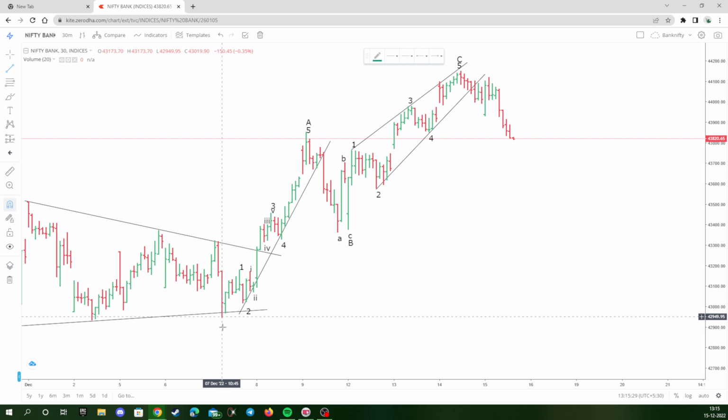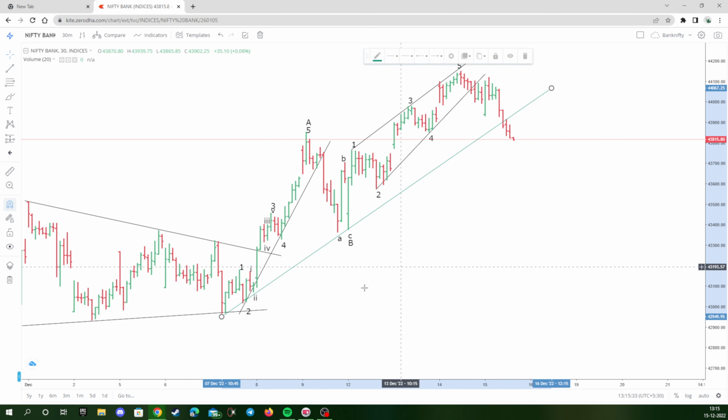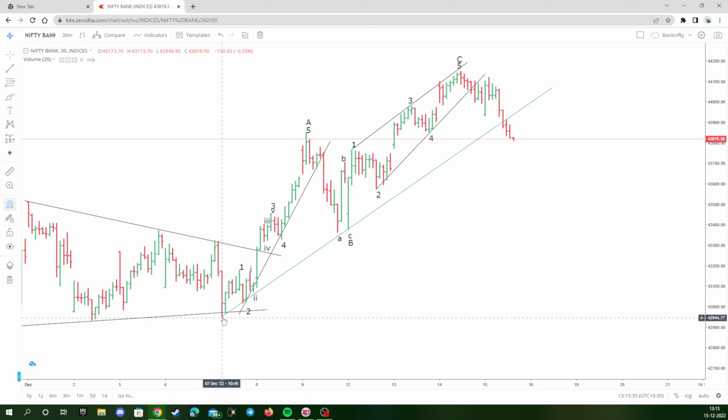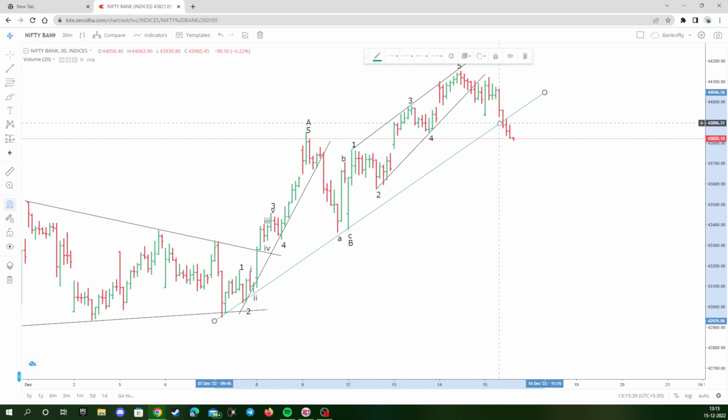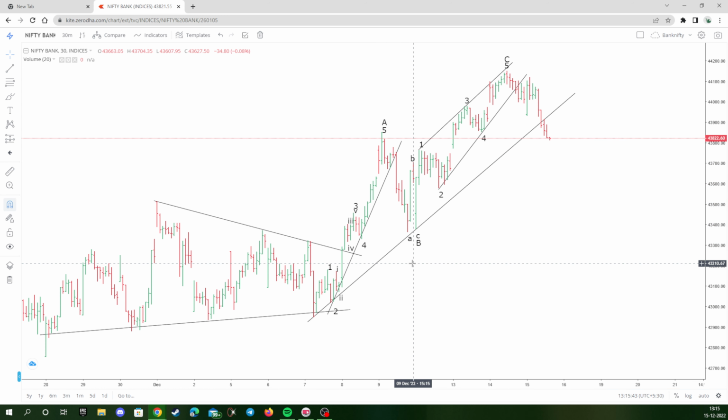So for reference, let me draw a trend line. If I take a trend line and plot it touching the lows of wave 0, wave B, then I get a line which is currently broken. So that makes my primary view that we are probably bearish on the markets, both on the Nifty and on Bank Nifty. So this was my take on Nifty and Bank Nifty.